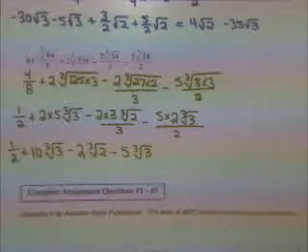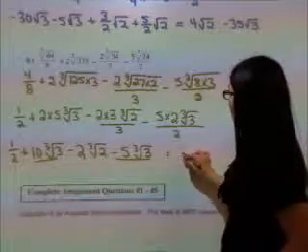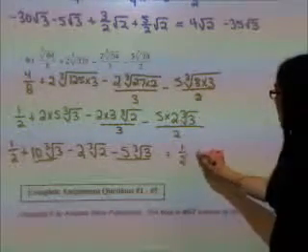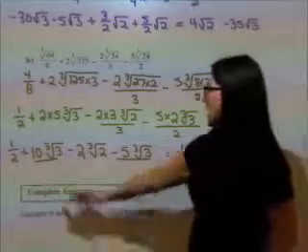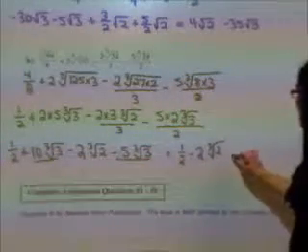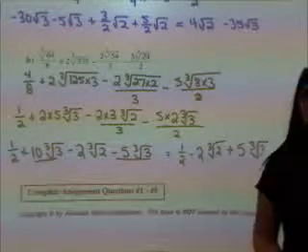The last thing that I would do is check to see if I could combine any of my like radicals. I can combine these two. So now I have 1/2 minus 2 times the cubed root of 2. And then 10 minus 5 would be plus 5 cubed root of 3.